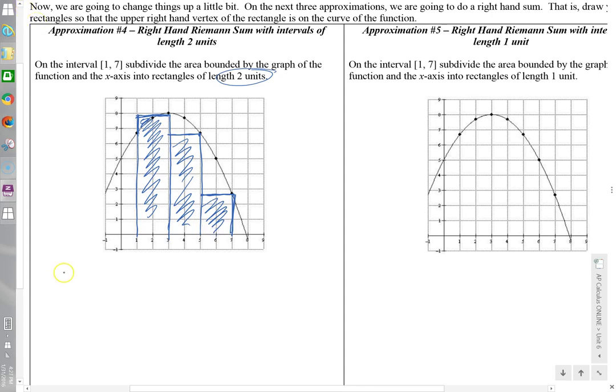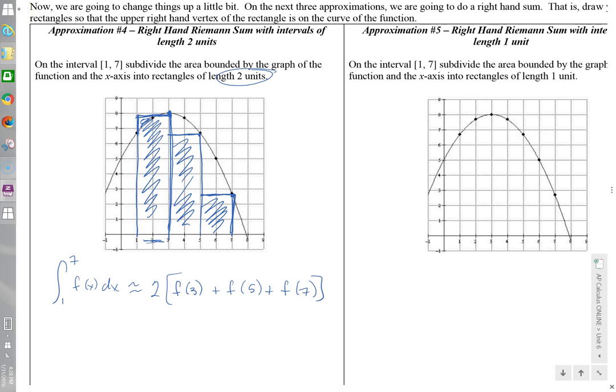So to set that up as an integral, we have the integral from 1 to 7 of f of x dx, which is approximately equal to the area of those three rectangles. And the width of those is 2, so 2 times the height, which is the value of the function for the height. And we're starting with f of 3, right hand. So f of 3 plus f of 5 plus f of 7. That's our last one right there.